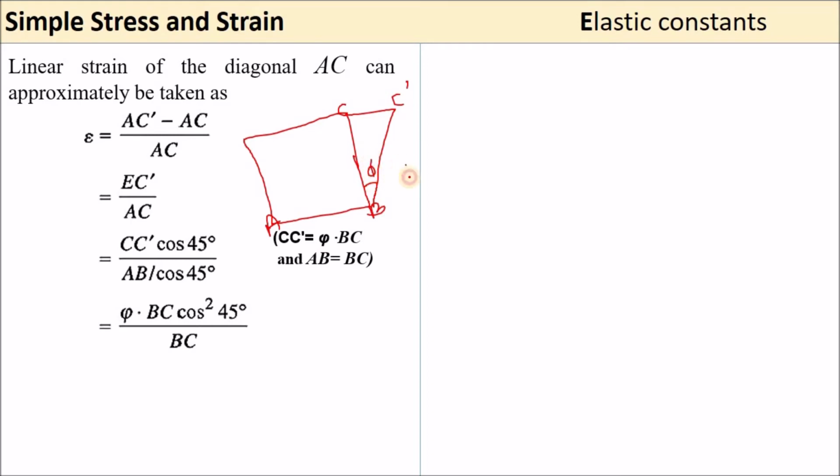We know that shear strain phi equal to CC dash divided by BC. Okay, and AB equal to BC, because this is a square shape. So here in place of CC dash we can write phi BC. Cos 45 is already there. This cos 45 will go upside, so it becomes squared. This AB equal to BC, so we write BC.